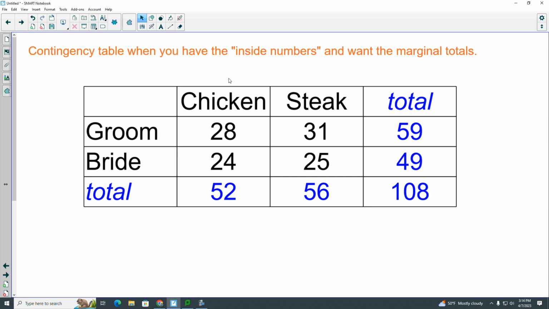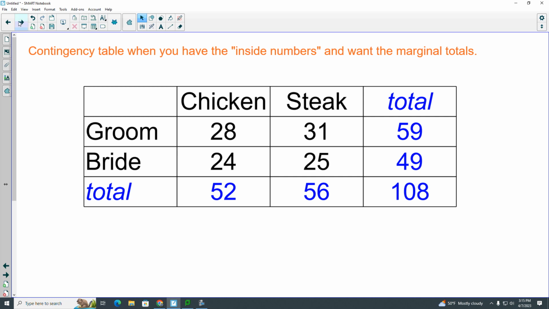What is the probability that someone had chicken? Chicken's total is 52 out of 108. What's the probability that someone had steak? It would be 56 out of 108. I could even get into what is the probability that someone had chicken and was there to see the groom. Okay, well that would be 28 out of 108. So being able to build these totals, very, very important when it comes time to find probabilities.